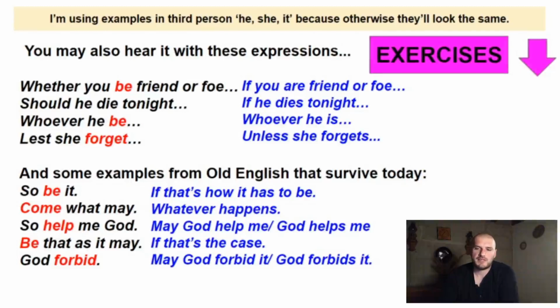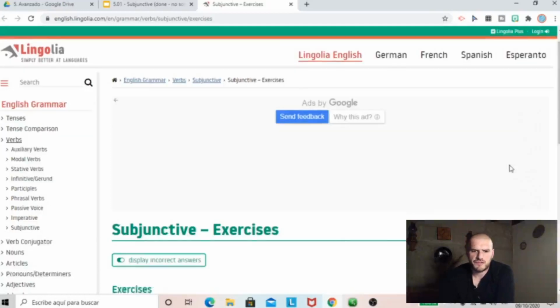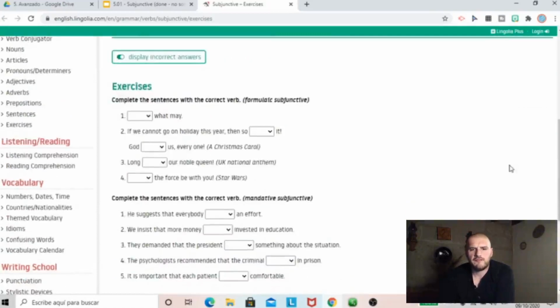Okay, let's have a look at some exercises. Go to point number 1 in the description to open the activity. Okay, so this is the exercise page. If you scroll down, you can see an exercise here. Complete the sentences with the correct verb. Okay, this is a subjunctive. So, I've already told you the answer to this one. What may is going to be come. Come what may. If we cannot go on holiday this year, then so be it.